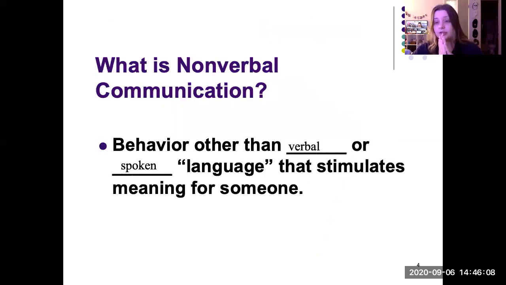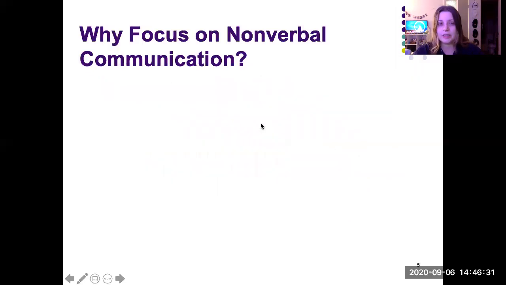So basically, nonverbal communication is any other communication that is not verbal or spoken language. This can be anything from a peace sign, it can be a hug, it can be how you dress, and we'll get more into detail with what it can be and examples of that as well.